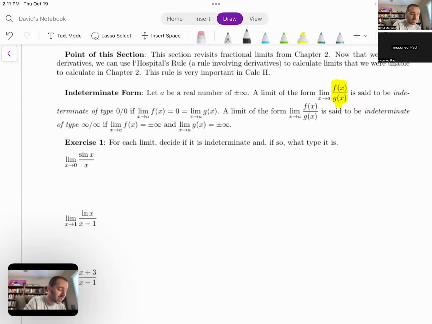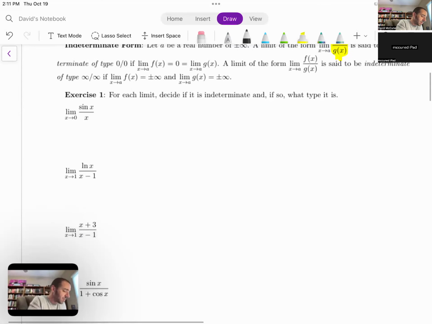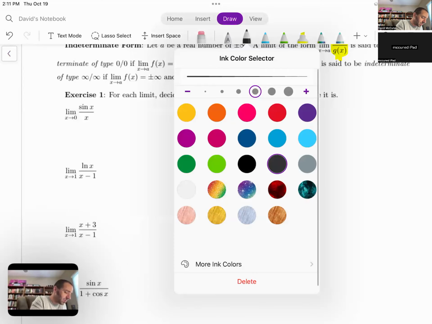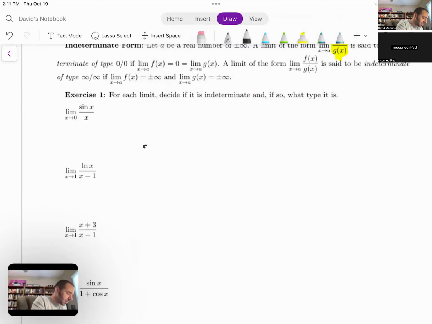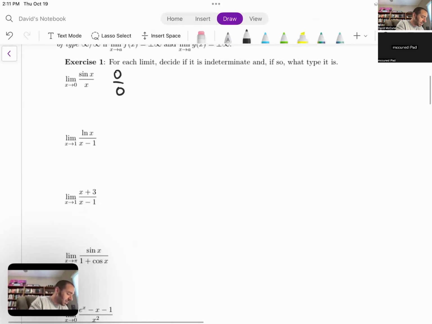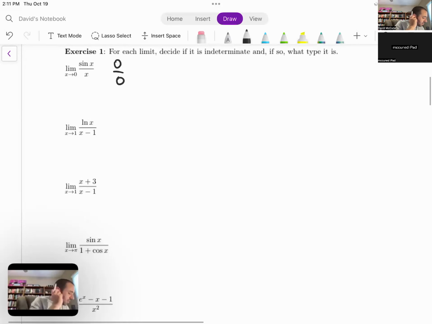Okay, so L'Hopital's rule is based on these indeterminate forms, so let's practice with those first. So here, as x goes to 0, sine x goes to 0, and x goes to 0. So that limit is form 0 over 0. Okay, let's think about this. As x goes to 1, what happens to the natural log of x? As x goes to 1, what happens to x minus 1?